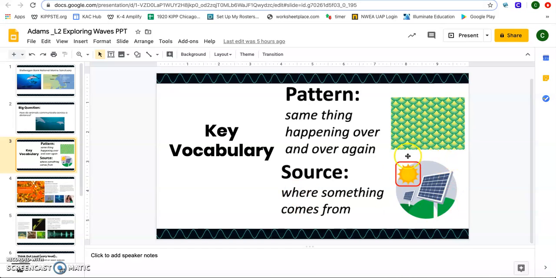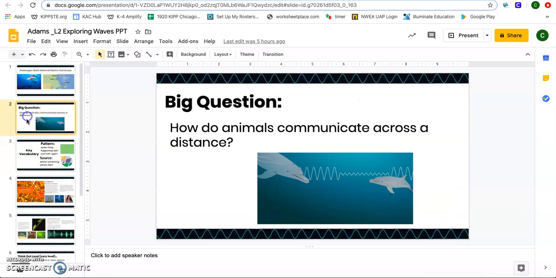We've seen this definition before. The solar panels definitely should make that connection for you. When we were engineers, this was one of our vocab words. It means the same thing, where something comes from. These vocabulary words are going to help us understand and answer this big question for the superintendent.